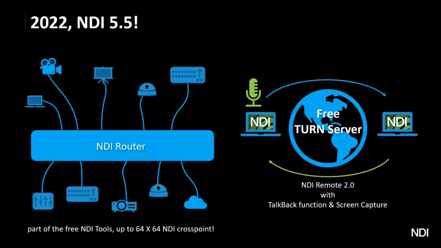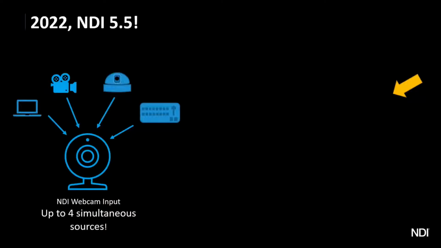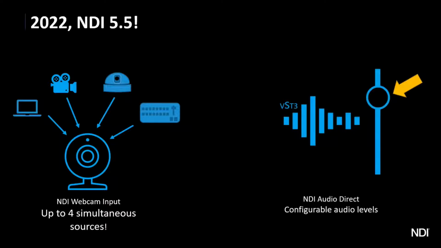And then we introduced NDI Remote 2 with the talkback function and screen capture. And this is very important. This is a very big update in NDI Webcam, where we can now use up to 4 simultaneous sources. And we added a very important feature in NDI Audio Direct, where now it's possible to configure audio level both as a source or as an output.